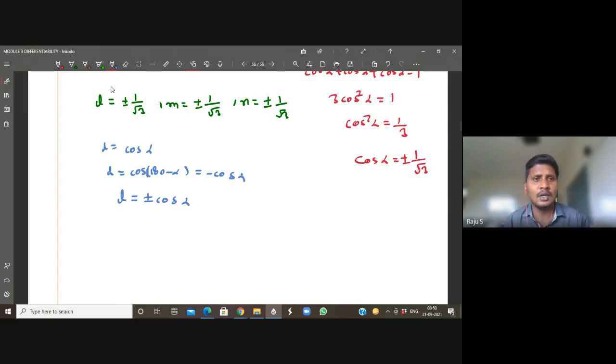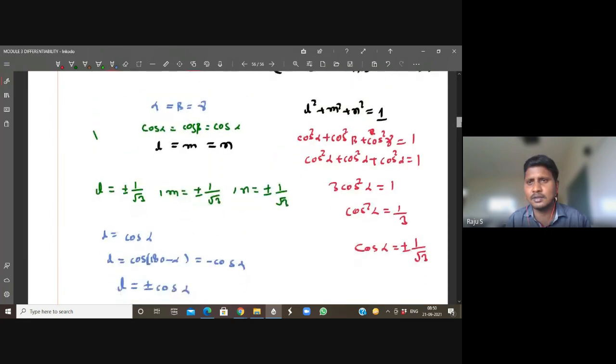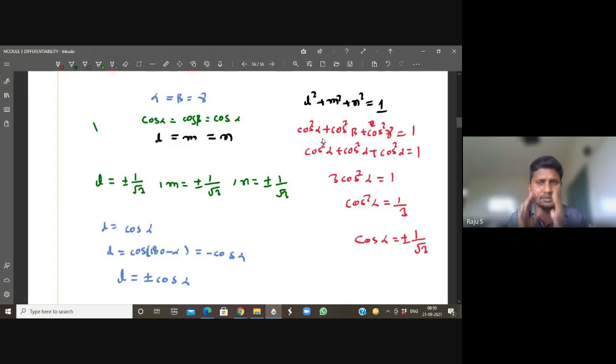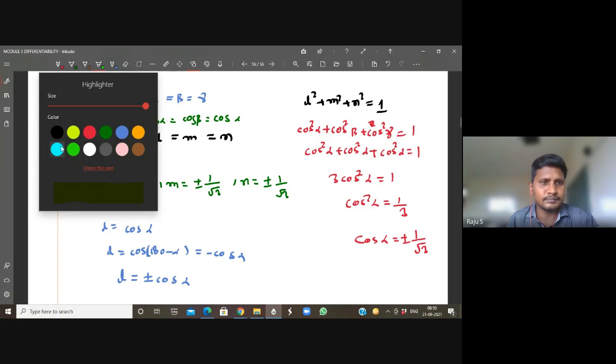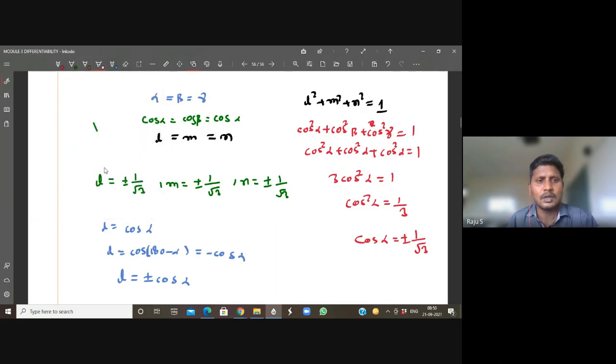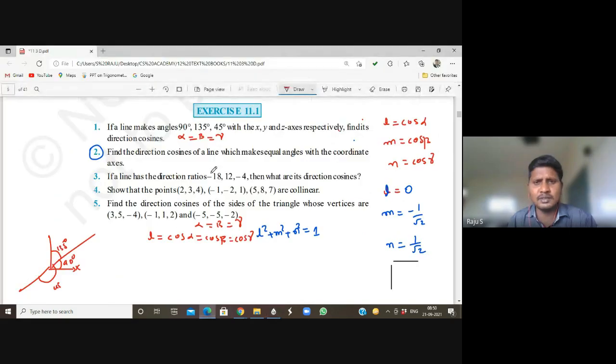So in the above problem, the direction cosines are plus or minus 1 by root 3, plus or minus 1 by root 3, plus or minus 1 by root 3. So this is the answer. Any doubts, friends? I think no doubt. Equal angle means that is also easy.